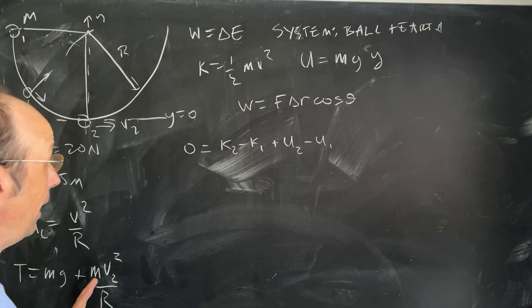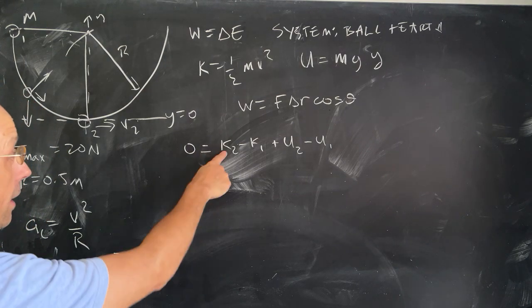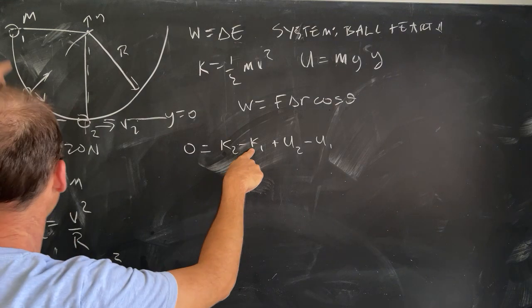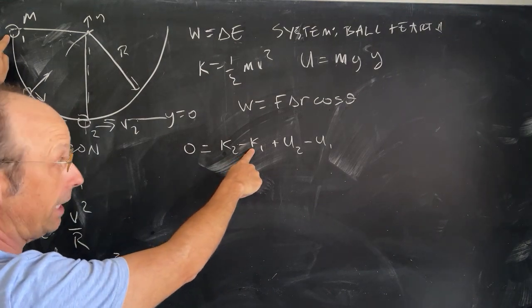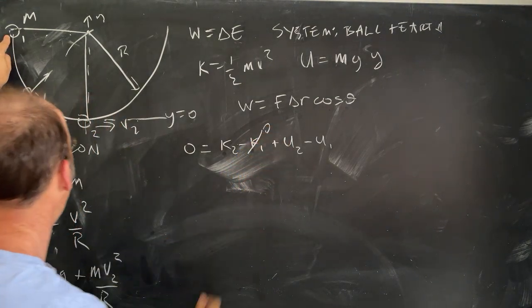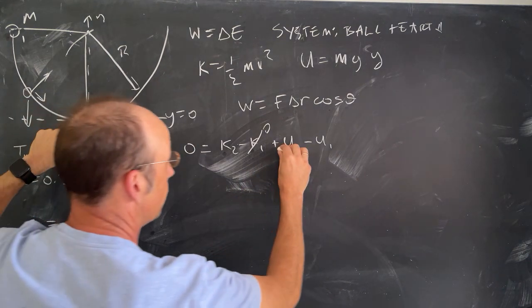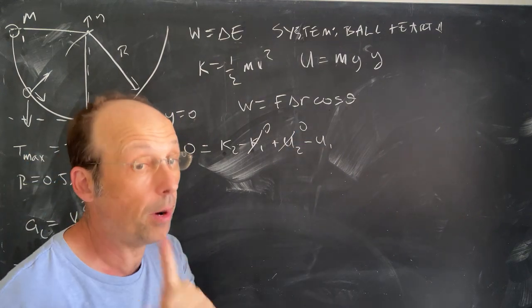So next, I can start canceling some stuff. So that's my kinetic energy at the end. That's my kinetic energy at the beginning, up here. So if I release it from rest, then this is 0. Also, here, y is equal to 0. So y2 is equal to 0, so the potential energy down there is 0. That's only because of where I picked my y.